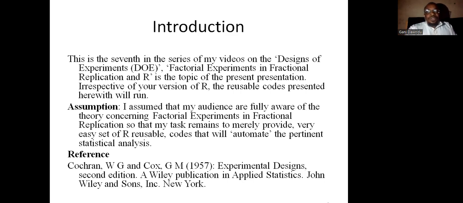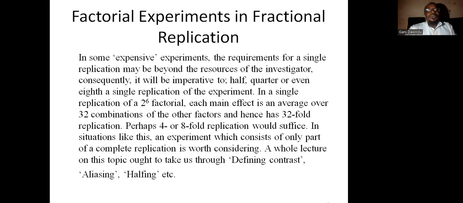I have assumed that you are aware of factorial experiment in fractional replication, so that my task boils down to giving you R reusable codes that will automate the statistical analysis. The reference material still remains Cochran and Cox. Now, factorial experiment in fractional replication.